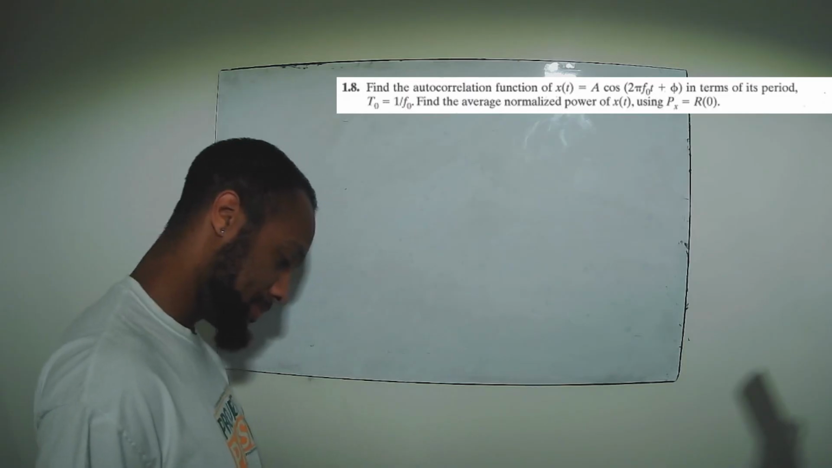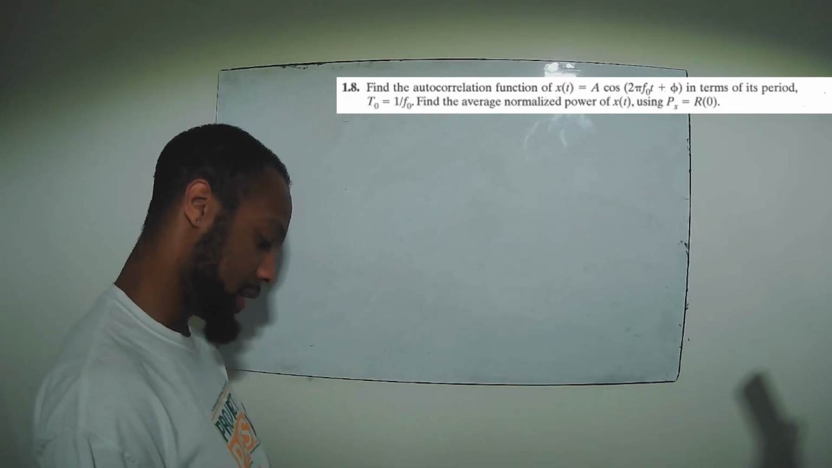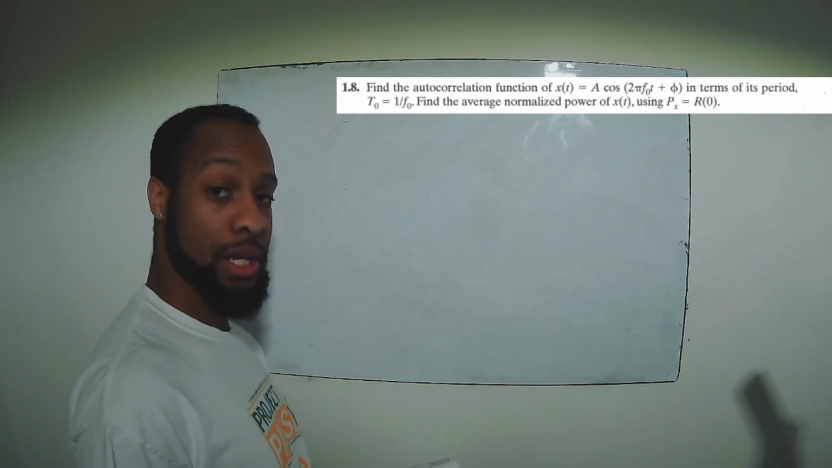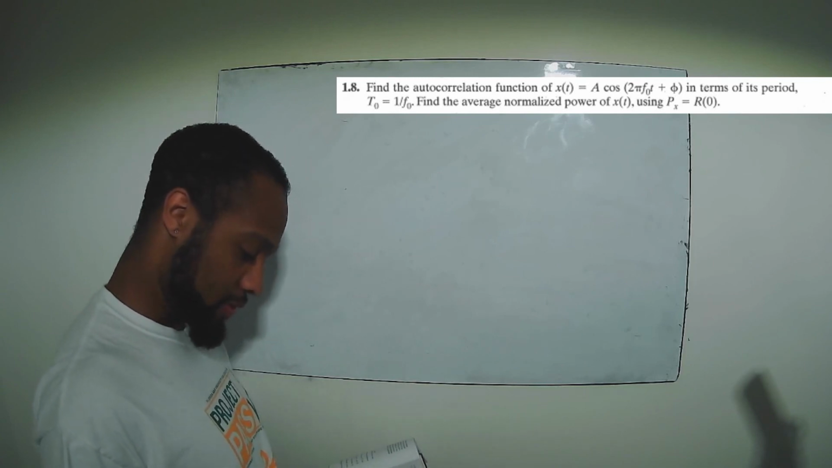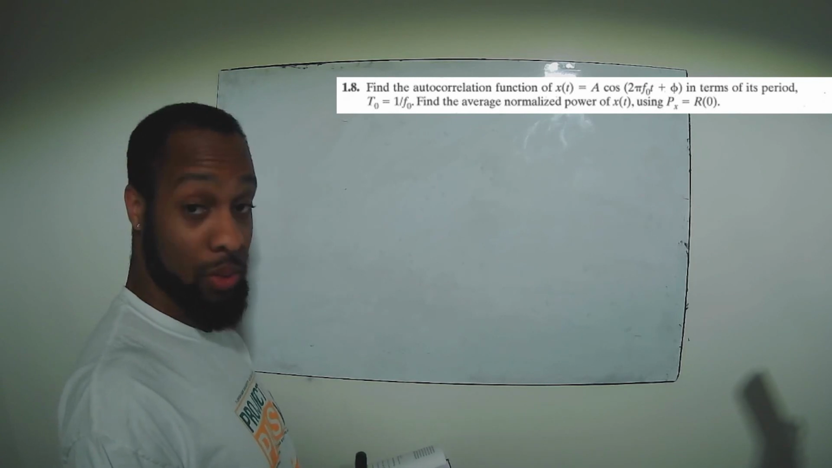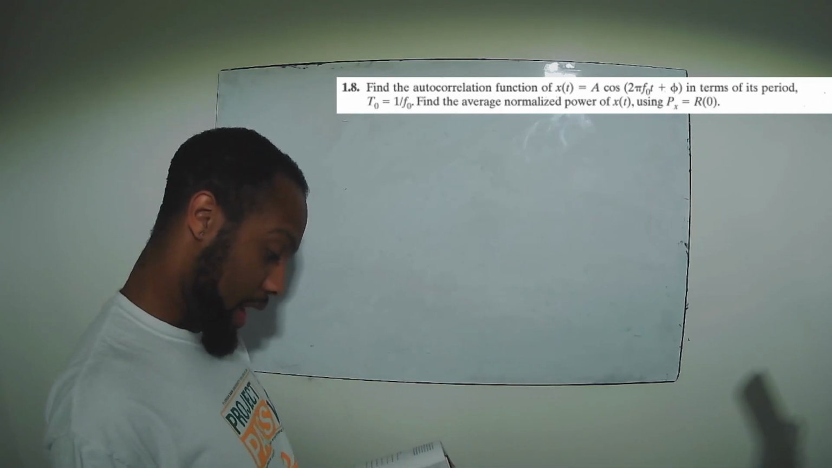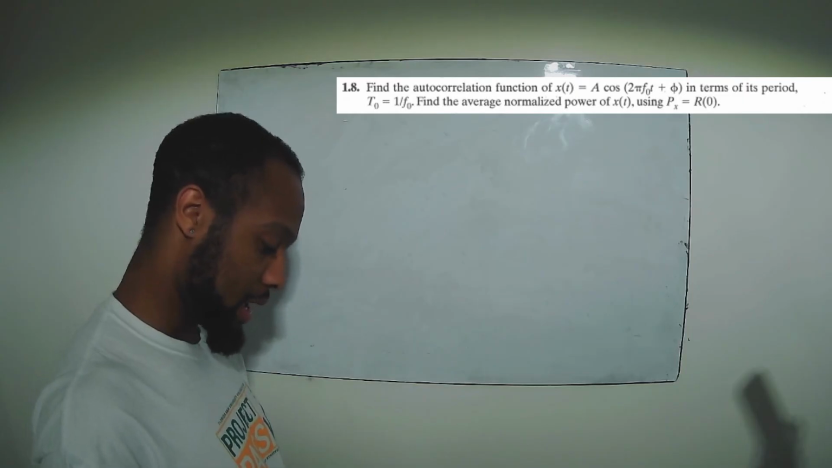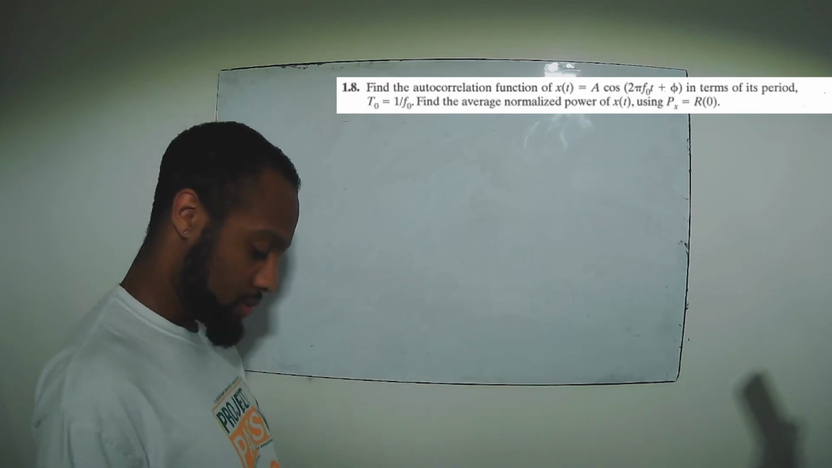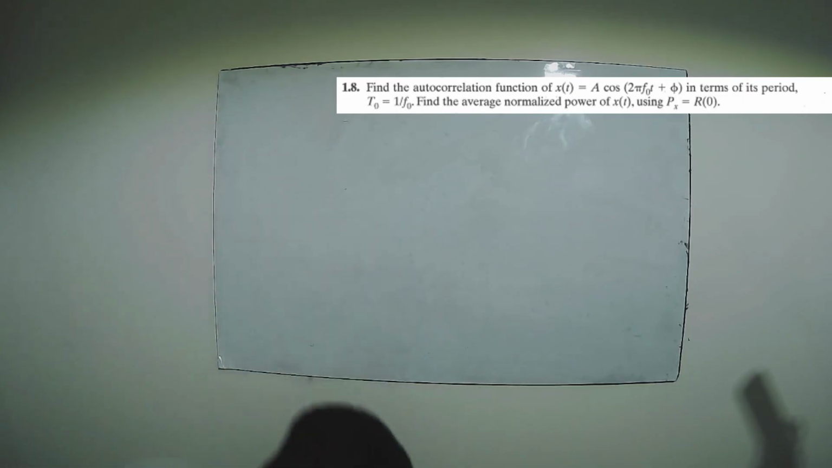Alrighty, so we're doing problem 1.8 today. Problem 1.8 says, find the autocorrelation function of x(t) = A cos(2π f₀ t + φ) in terms of its period, T₀ = 1/f₀. Find the average normalized power of x(t) using the fact that the autocorrelation at τ = 0 is equal to the average normalized power.